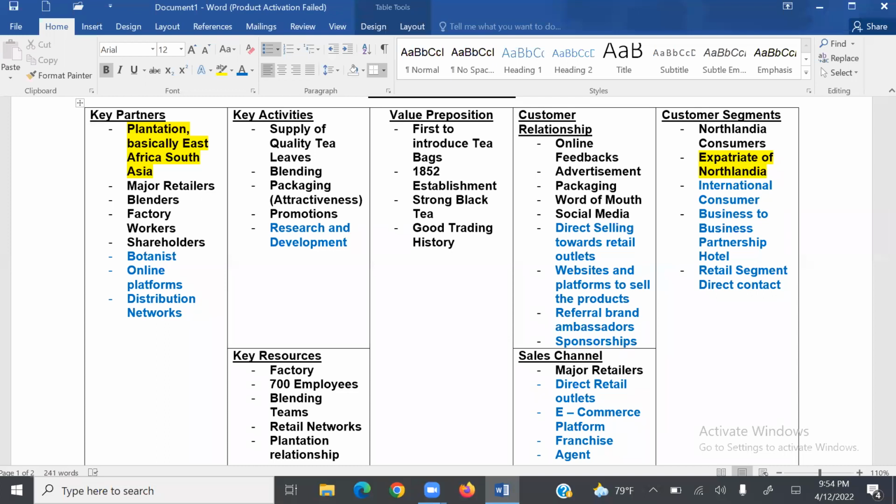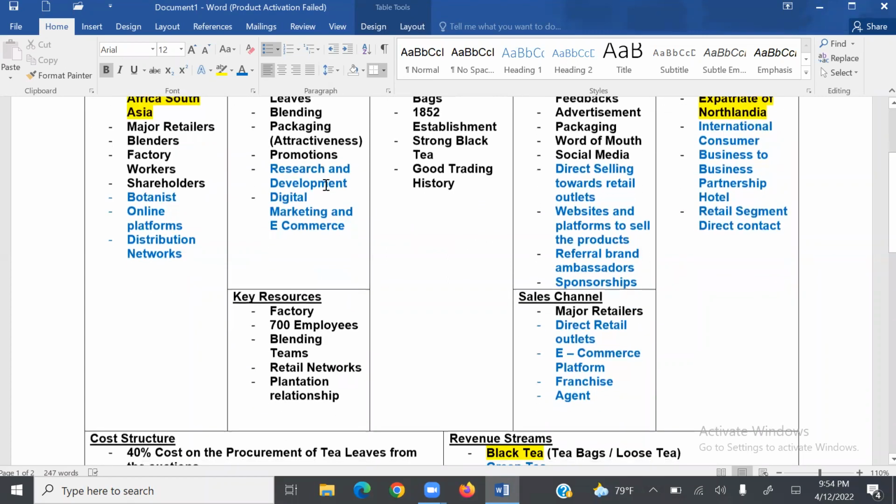So research and development. Then I can just write down here another thing that they can heavily concentrate on is digital marketing and e-commerce, because that is again an important trend that is taking place in the market. New product development, sir. Correct. They can focus on that as well. So students, these are the key major activities that they can focus on.